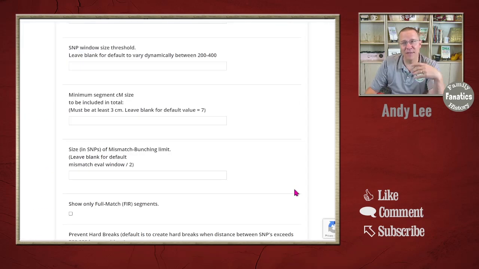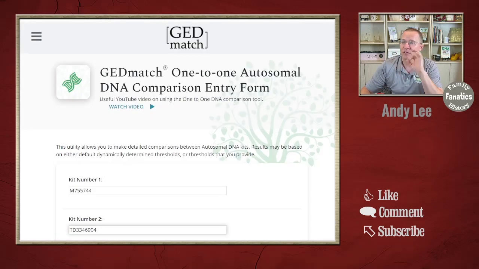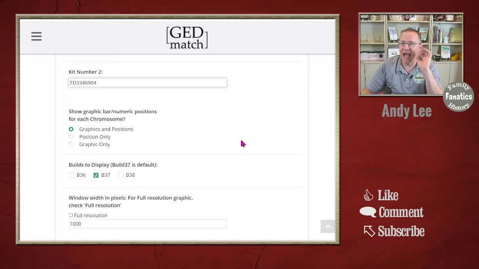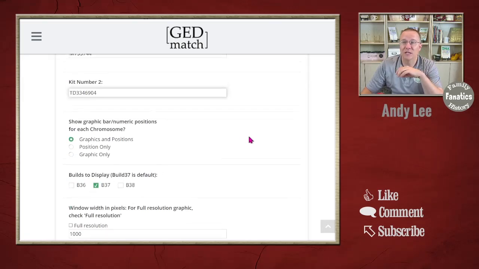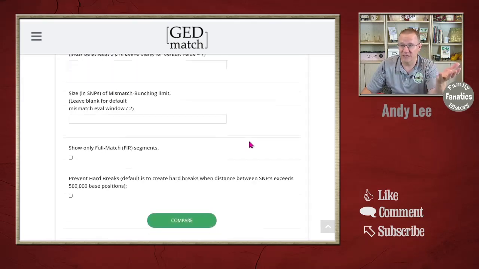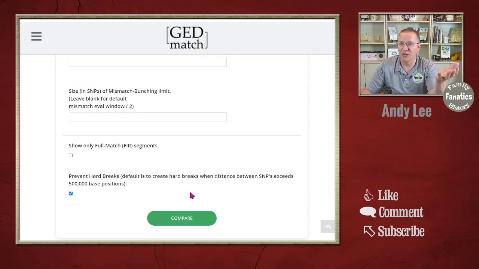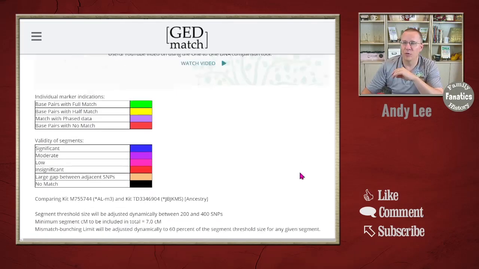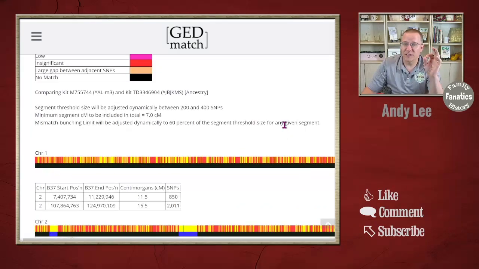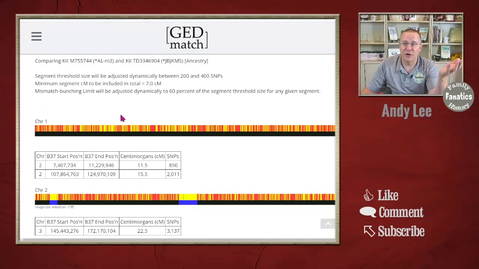Now, we've been looking at me and my brother here. We share a lot of DNA. You saw 2,800 centimorgans. So let's go over and look at me and somebody who is much more distantly related. I'm going to click on the prevent hard breaks and we will go through and see. You'll notice that, hey, we don't share anything on chromosome number 1.